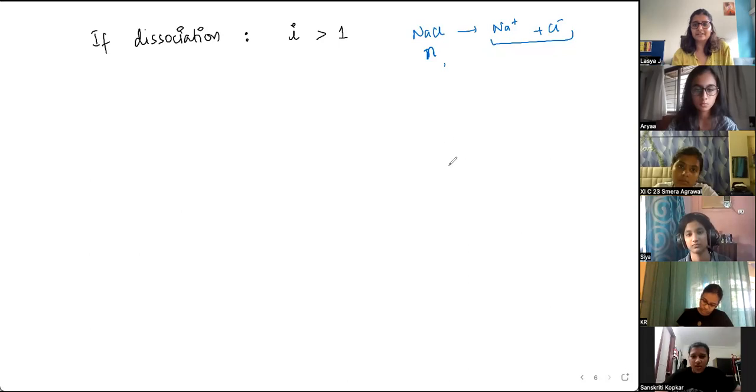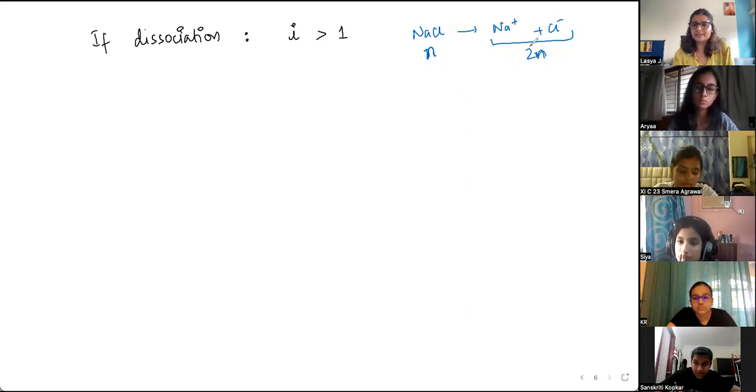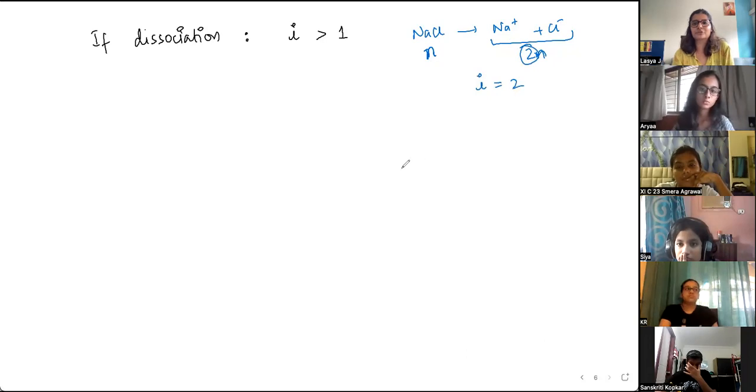Okay, this is something you've done in grade 11, when you were doing stoichiometry. If I take n, I get 2n, so basically the number of particles is doubling. So in this case, the value of I, the van't Hoff factor, will be equal to 2.